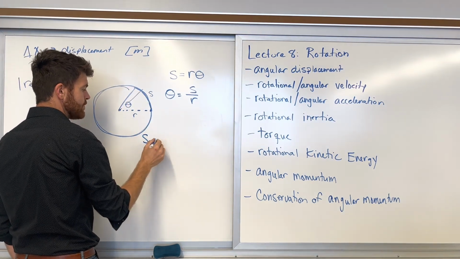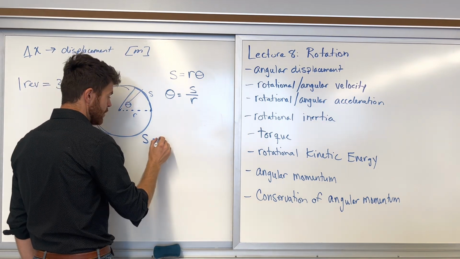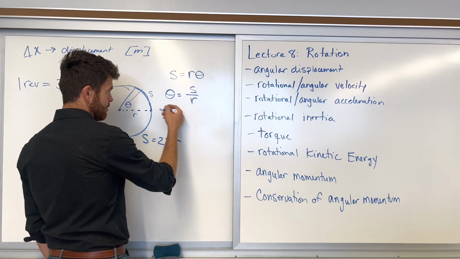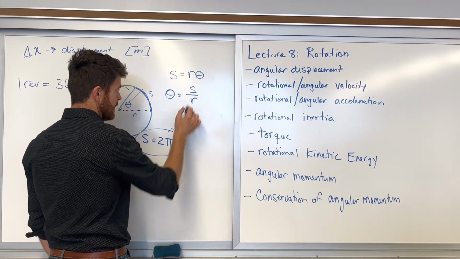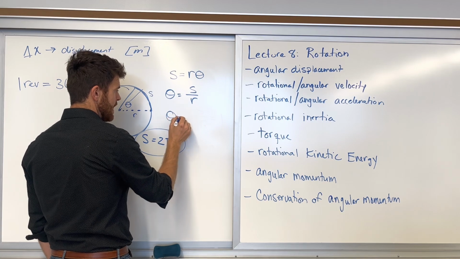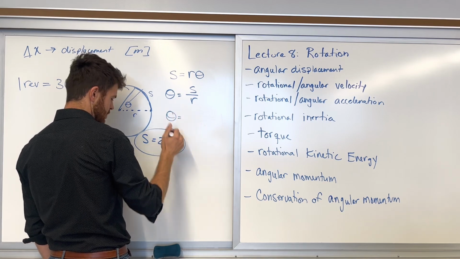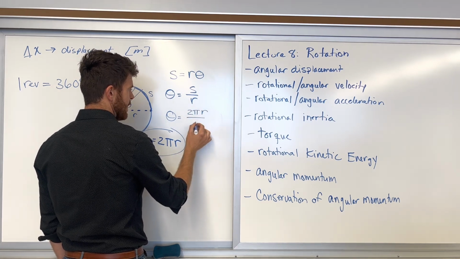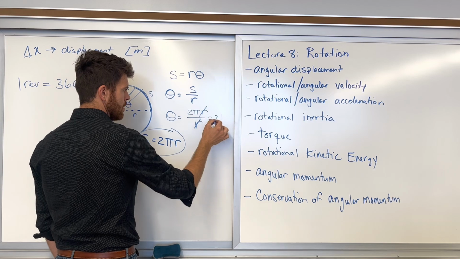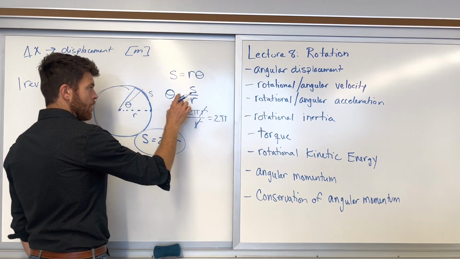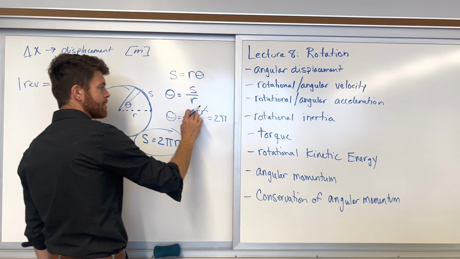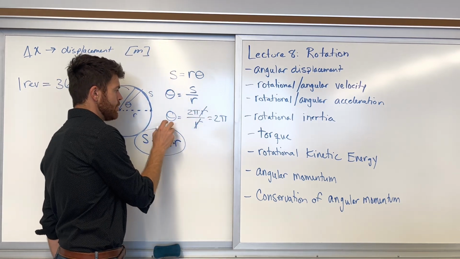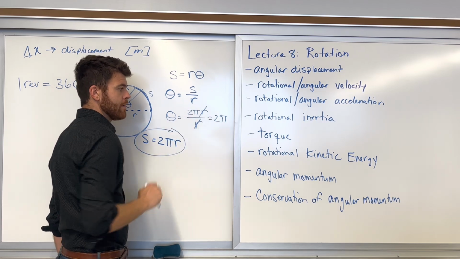S is equal to the circumference of the circle, 2 pi r. And so if we plug this into the equation for S, we get theta, for 1 revolution, equal to 2 pi r divided by r. So we see that for 1 full revolution, where S is equal to 2 pi r, the circumference of the circle, that corresponds to an angle of 2 pi radians.